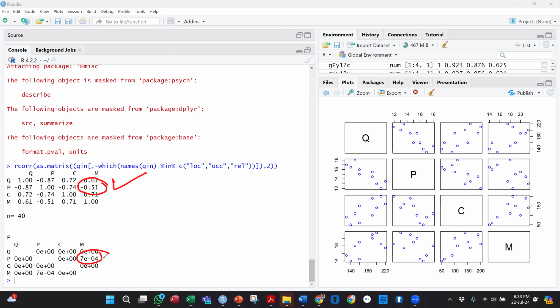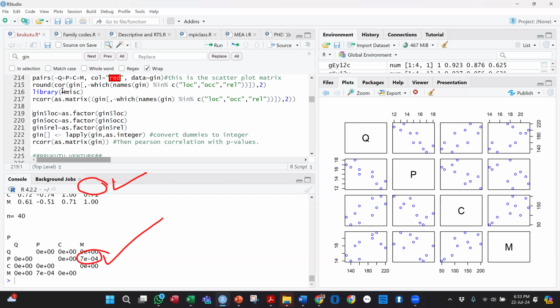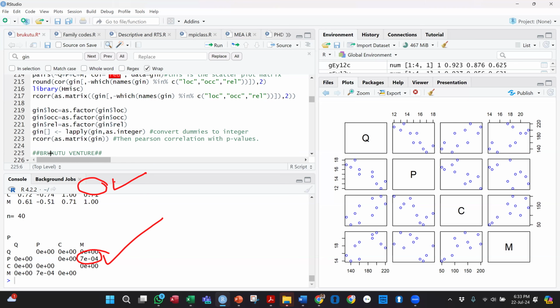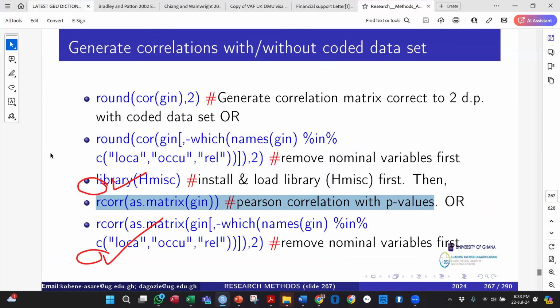How do you know it's significant? The significance is picked from here because the value on the bottom refers to the p-value. So you should be able to use the p-value to tell whether a correlation is significant or is not significant. But that's it. The command is there. Once you run the command, you'll be able to get it. Now we are ready to do the simple regression.